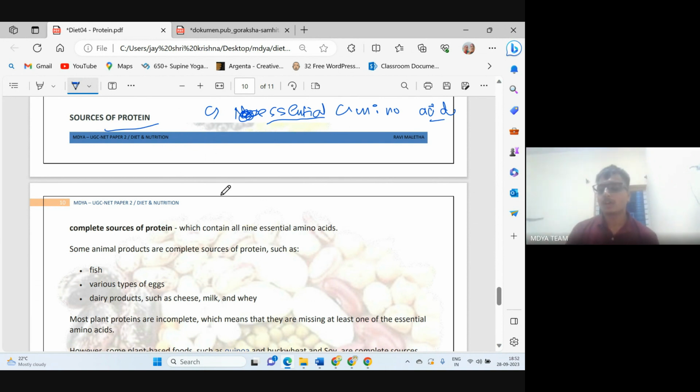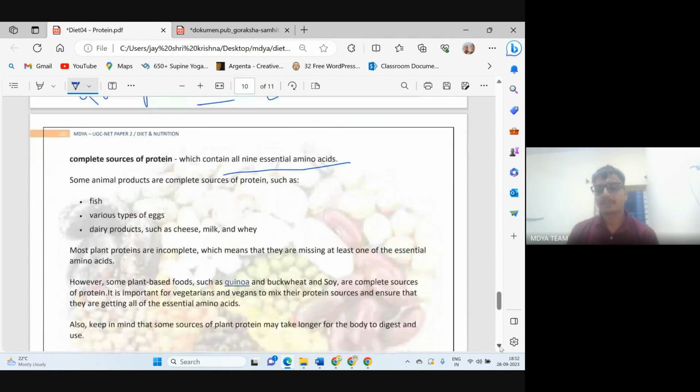That's why whenever we talk about quality of protein, we talk on the basis of these 9 essential amino acids. If any source of protein contains all 9 essential amino acids, it is considered a complete source of protein. And if a source of protein lacks any of these 9 essential amino acids, then it is considered an incomplete source of protein. So most animal products are complete sources of protein, because they have collected every amino acid, both essential and non-essential, for their own body.